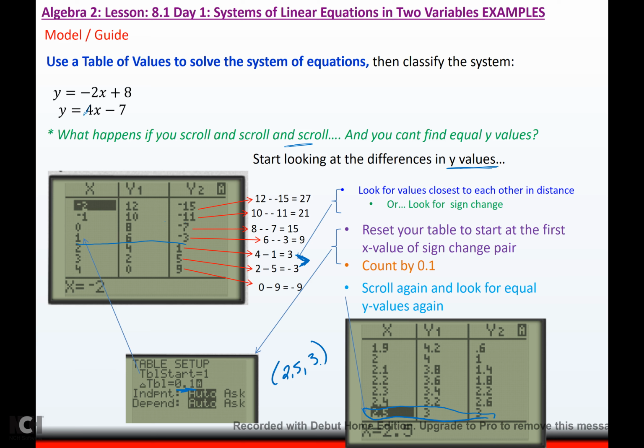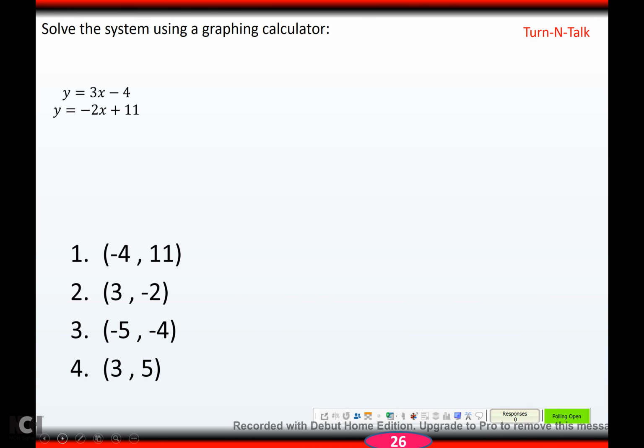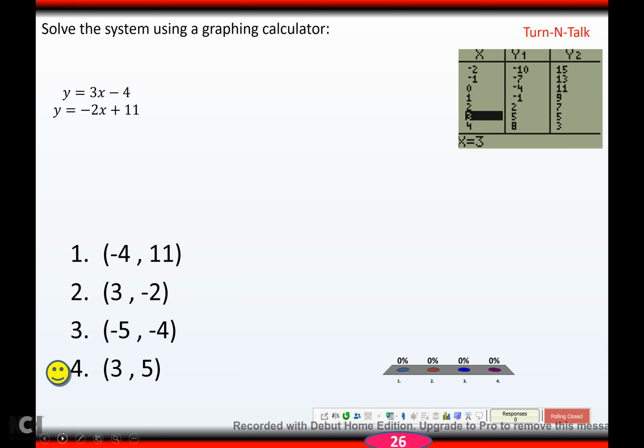Okay? Again, that's why to me the table thing is kind of a pain in the butt. I just as soon type it in and calculate the intersection point. Alright, so solve this one using a graphing calculator. Hit pause, come back when you're ready. And hopefully you got 3, 5. And if I did that and I looked at the table, the y's match at 3, so it's 3, 5.